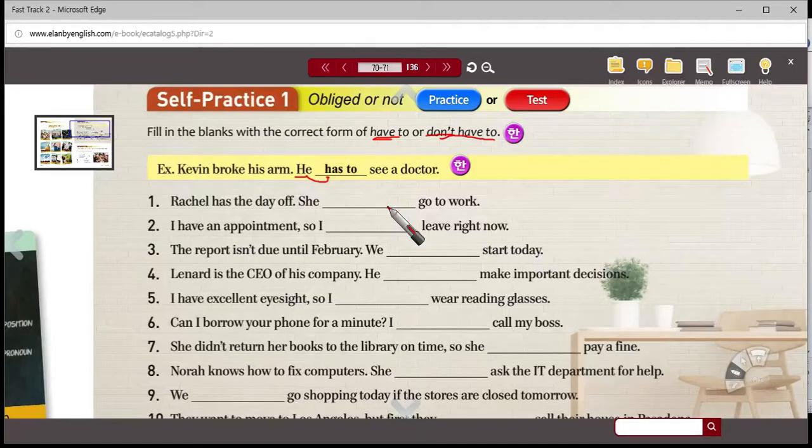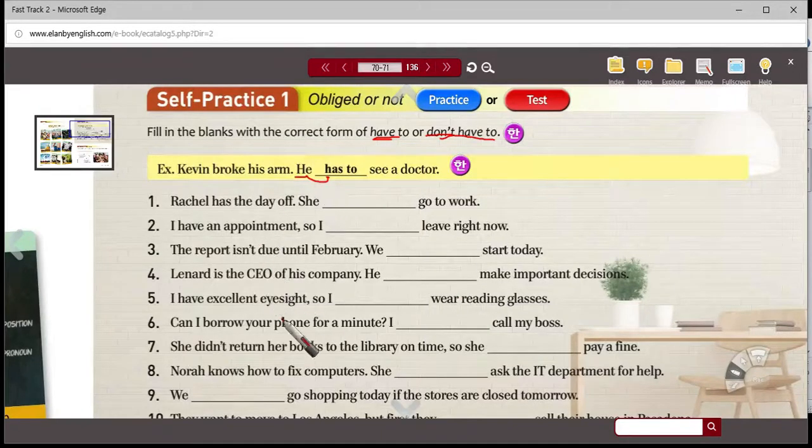Good. All right, you can do the other 9 on your own. There's a situation, and then you're going to have to evaluate whether he or we or I have to or don't have to do these activities. Leave, start, make, wear, call, pay, ask. Okay? They're all modals, so they're before the verb.